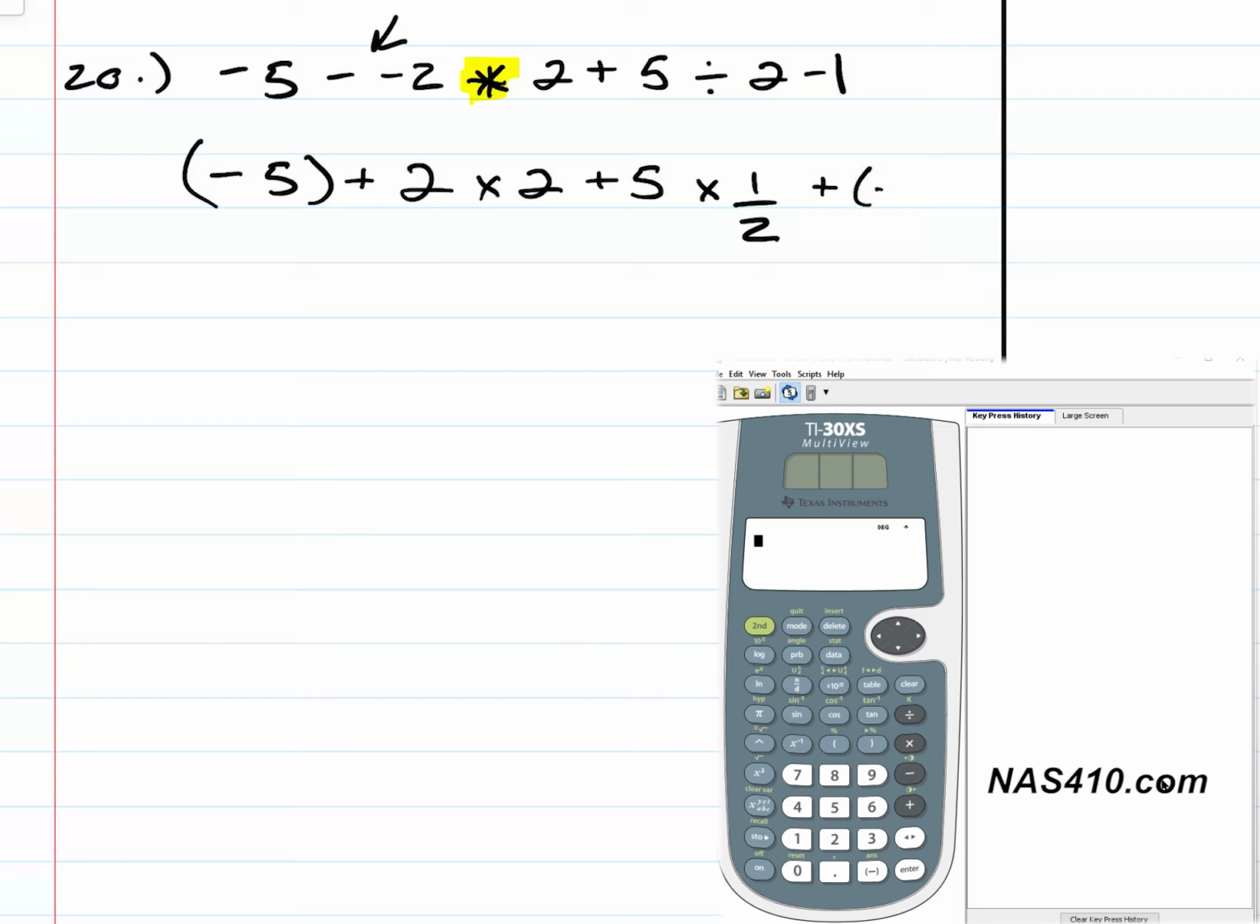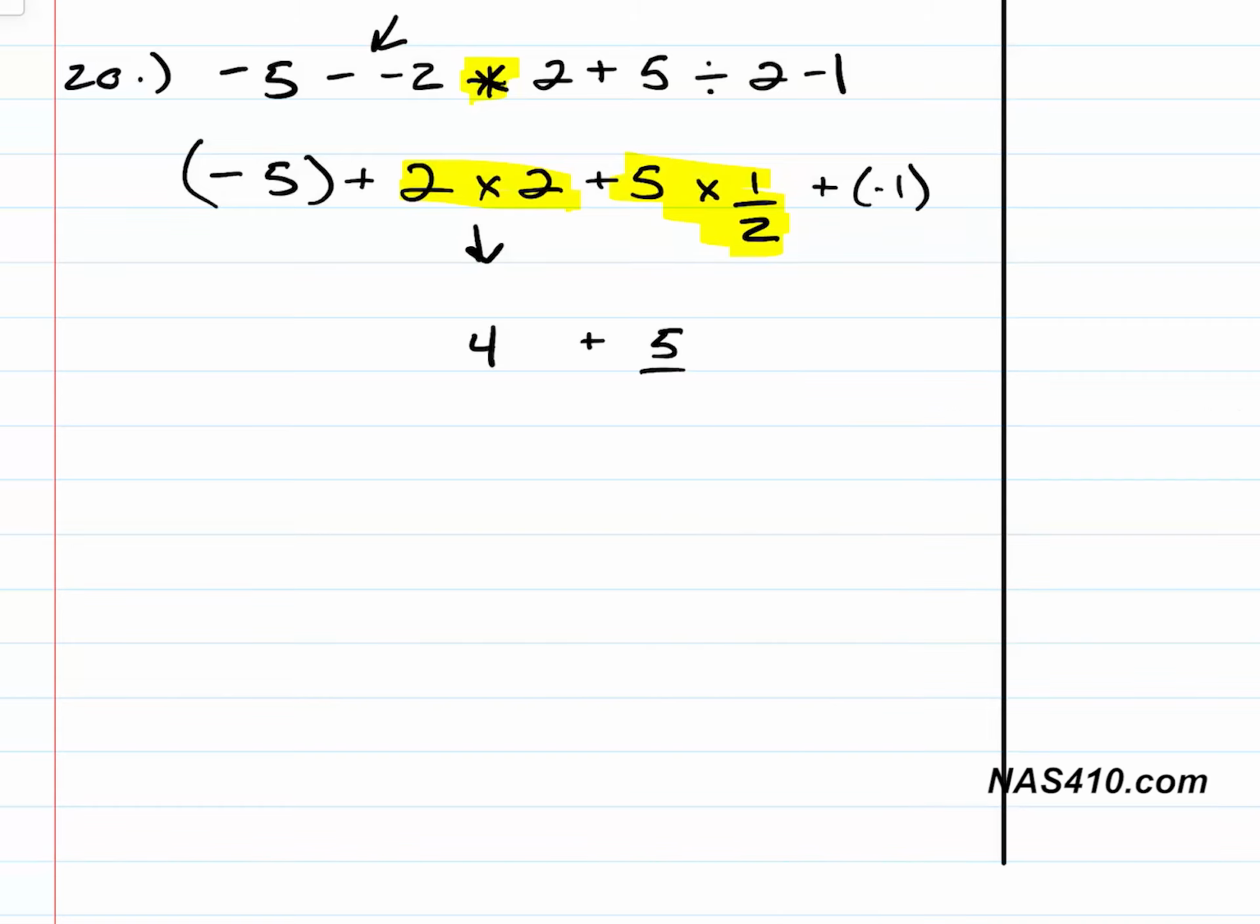Now I have a little bit of division here. I'm dividing by 2, so I'm going to go ahead and multiply this by 1/2. Okay, and then I'm subtracting 1, and I'm going to add -1. So because we have multiplication here, guys, we have to stick to the order of operations. And so I have 2 times 2 is 4 here. Okay, and then over here I have 5/2. I'm just going to leave that in this form right now. Okay, and so now I'm going to drop everything else down. I have -5 plus 4 plus 5/2 plus -1.